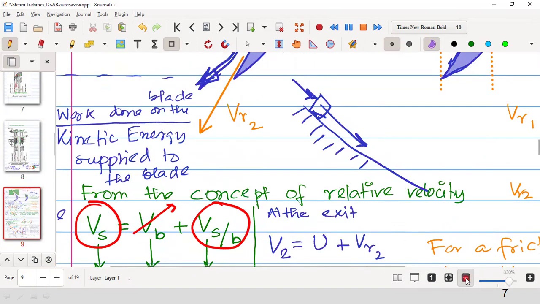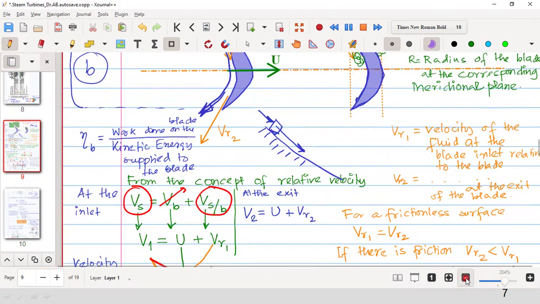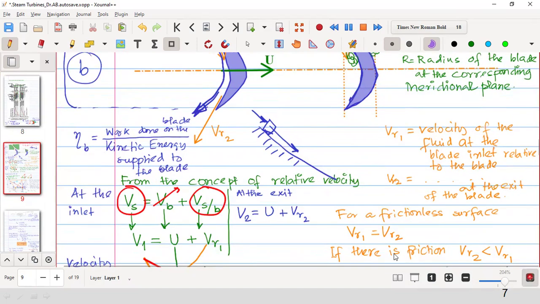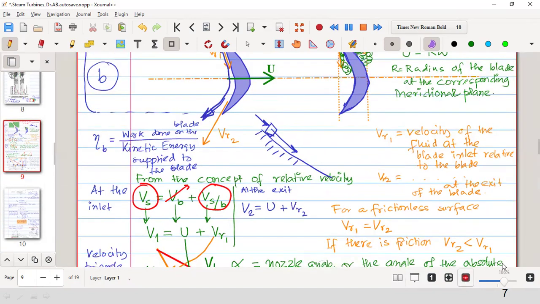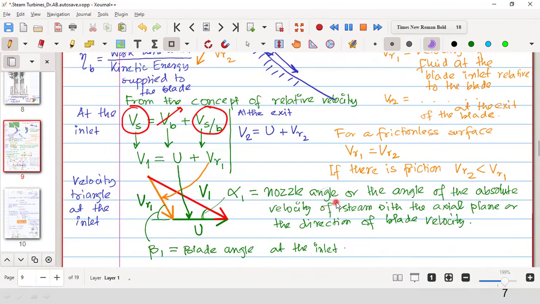Is it clear? That kind of difference should be clearly understood: pressure compounded and velocity compounded. What is the difference? In case of a velocity compounded turbine, there will be only one set of nozzles. All other things are basically guide vanes or fixed blades. There is no nozzle. But in case of a pressure compounded turbine, there will be expansion in each stage. Therefore, there will be nozzles, so the gas or the steam will be passing through the nozzles.